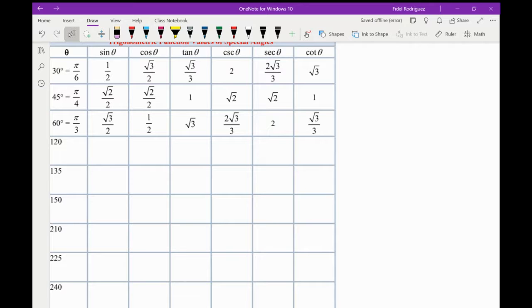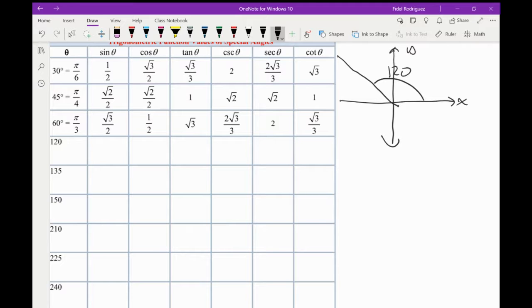The 6 trig functions. So what we're going to do now is figure out how we do this when we have these other values, okay? So the first thing I'm going to do is draw a picture, okay? So here is my picture. Here's my x, here's my y, and I'm going to draw 120 degrees, okay? So this right here, y'all, indicates 120 degrees.